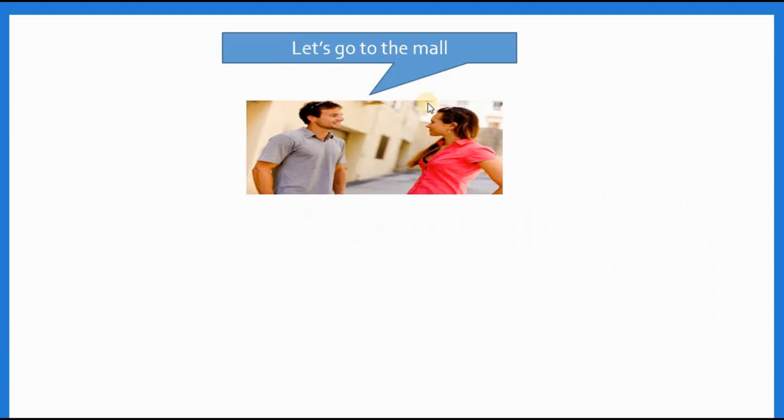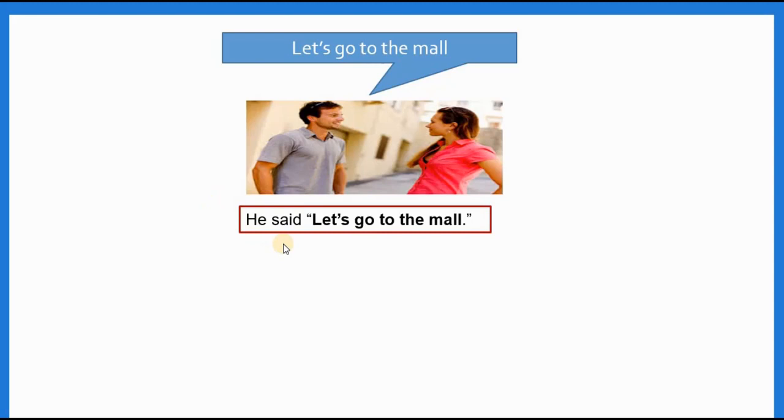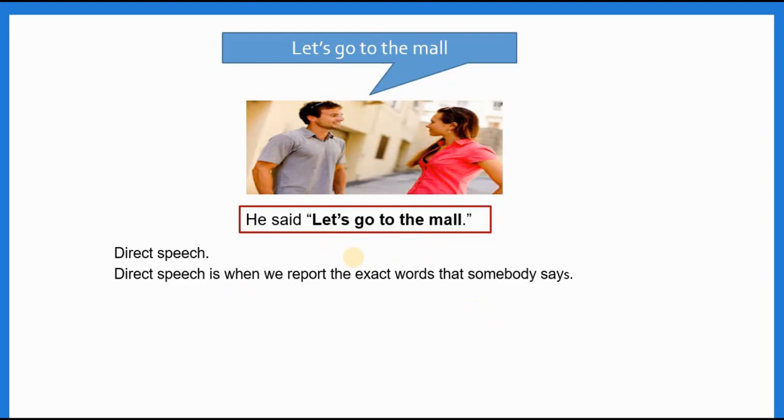Let's go to the mall. If we want to write what is happening here, this is how we write it. He said, "Let's go to the mall." And this is an example of direct speech. Direct speech is when we report the exact words that somebody said. So here the exact words are, let's go to the mall. So this is direct speech.